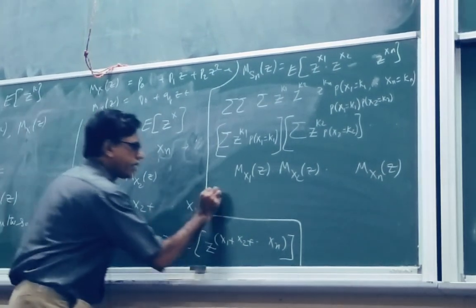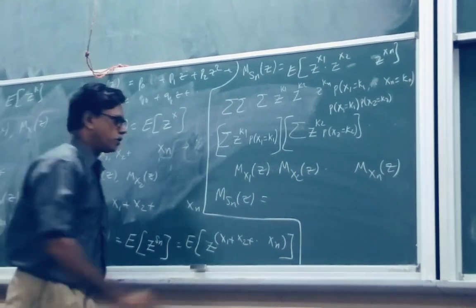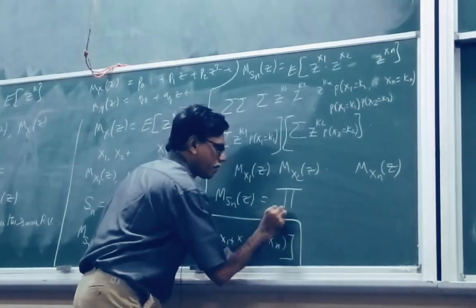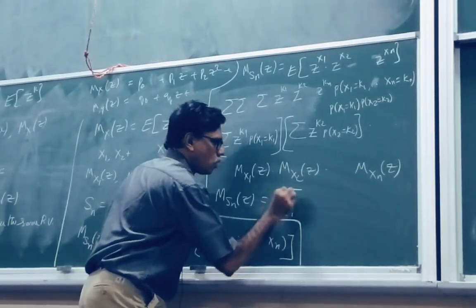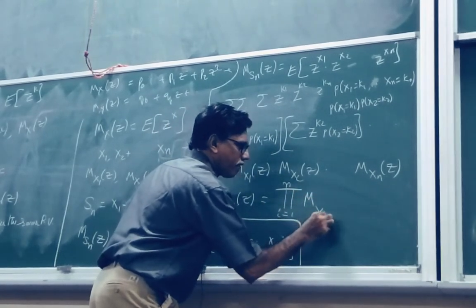So we can write the PGF of Sn of Z equal to the product over i equal to 1 to n of M_Xi of Z.